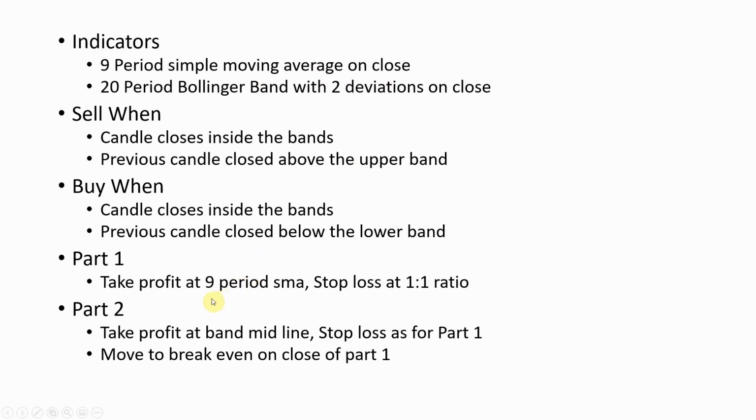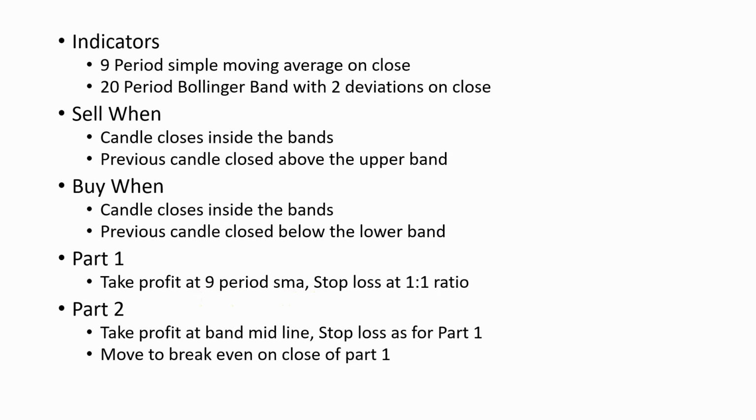It's in two parts. So part one has a take profit at the 9-period simple moving average, and the stop loss is then at a 1-to-1 ratio from the entry price to that simple moving average. Now, although it's not specified in the strategy, that implies that the candle or the current price should be below the 9-period simple moving average when we enter for a buy, or above that for a sell.